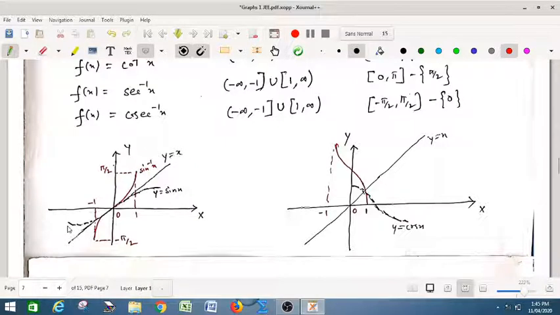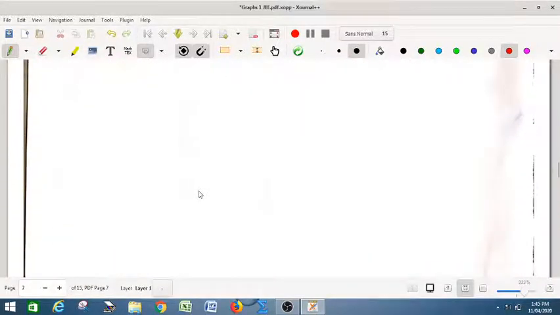This is sin x, actual sin x, and this is the y equal to x line. That is, y equal to x will act as a reflector. So if you draw the graph of sin inverse x by taking reflection on y equal to x, let us illustrate this.